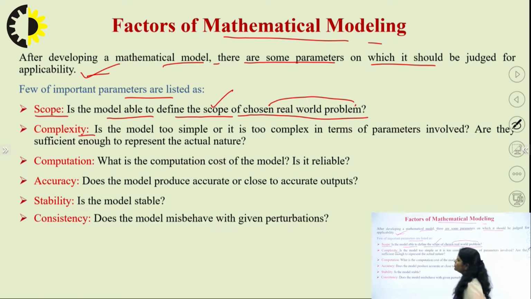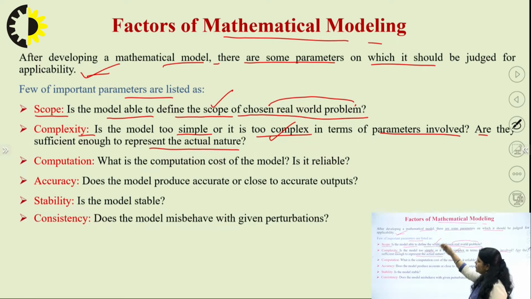Complexity. So in this we will see our model should not be too simple or too complex in terms of the parameters involved. Parameters or the variables which are involved in the system and on the basis of which we are creating our mathematical model should not be too simple or too complex. And are they sufficient enough to represent the actual nature? Whether they are representing the actual nature of our selected system or not, we have to check here.